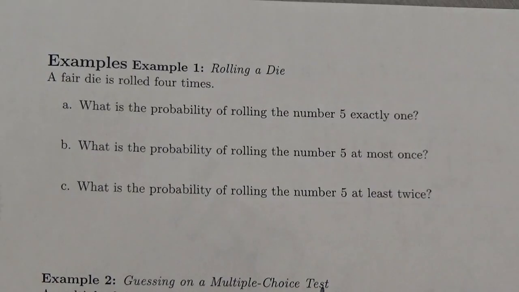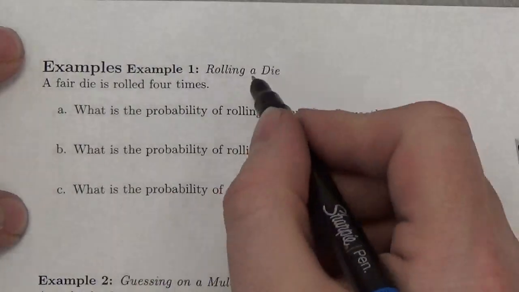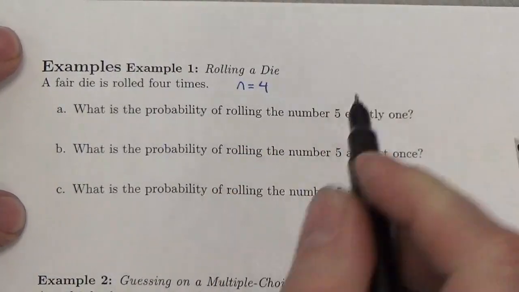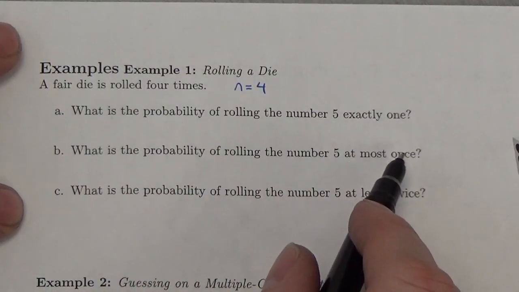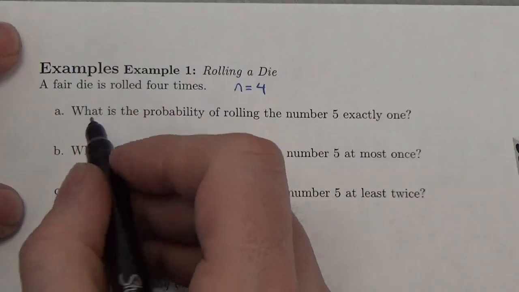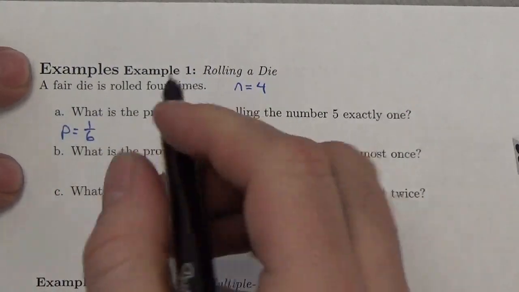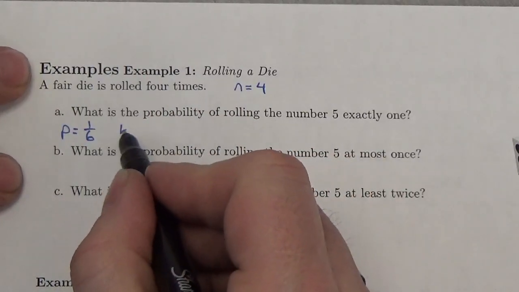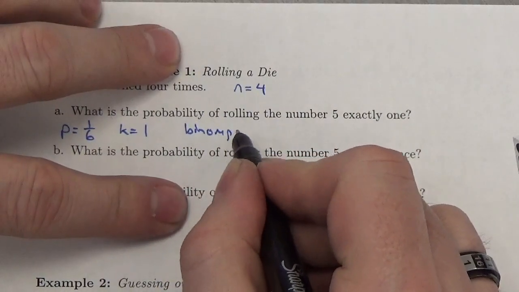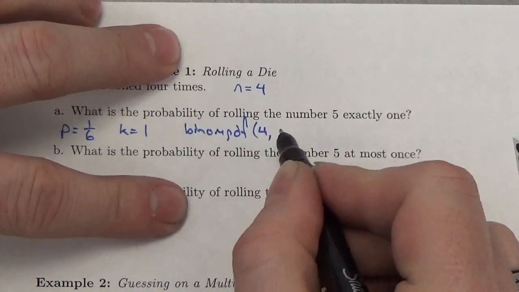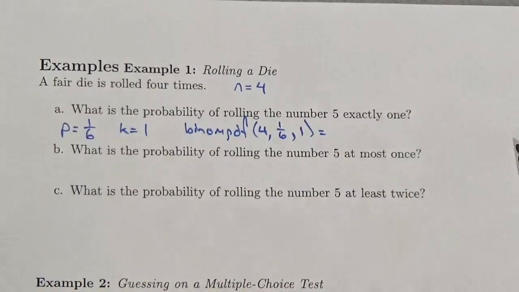Okay, let's take a look through this problem right here. It says a fair die is rolled 4 times. Okay, so I know that the n is going to be 4. That's the number of events. What's the probability of rolling the number 5 exactly once? Well, the probability of getting the 5 is going to be 1/6. And in this case, I'm only interested in it happening once. So this is going to be the binomial PDF for 1/6 and then 1. Okay?